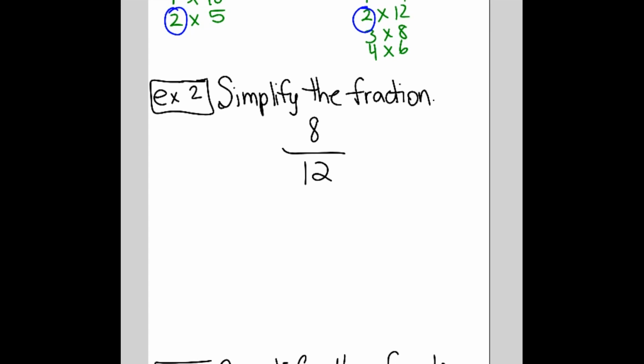All right, so the second example says simplify the fraction 8/12. So again, what are we going to do? Get our handy dandy factors. So let's do factors of 8, factors of 12.